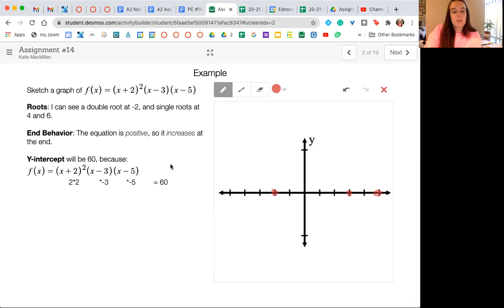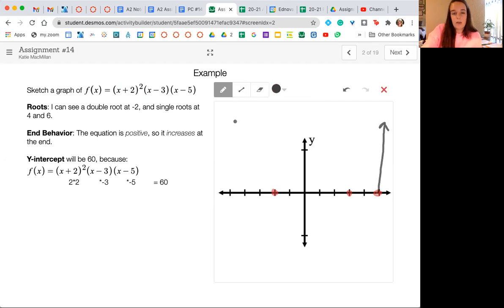All right, so the end behavior, the equation overall is positive. The reason I know that is because there's not a negative out here. I didn't have to factor out a negative. There's no negative, so it increases at the end. If it was negative at the beginning, it would decrease at the end. And I'm not talking about this plus sign here. I'm talking about having a negative outside of the parentheses there. So it's positive. So I know at the end, it's going to be going up, like this.